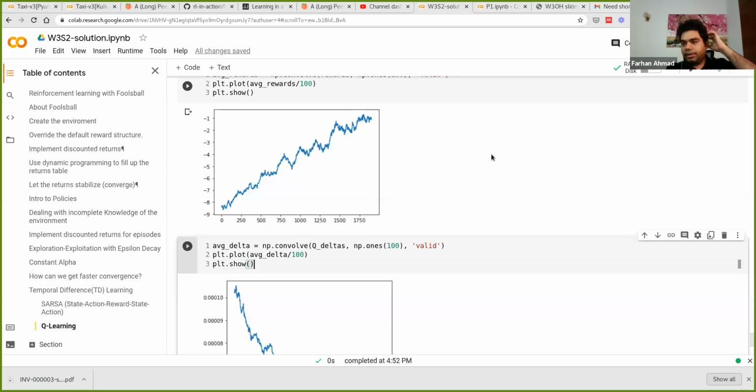Should you change the learning rate? Should you reduce it? Should you make some other changes? Those things can only be decided when you have several such plots for different hyperparameters.